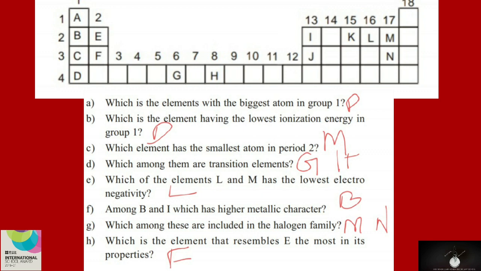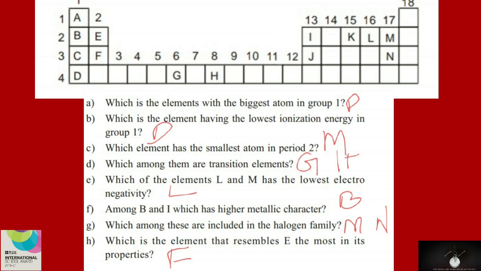Which is the biggest element here? Now we have to apply trends here. As we move down the group, atomic size increases. So the answer is D. D is the biggest atom in group 1. Which is the element having lowest ionization energy in group 1? Which one has the lowest ionization energy? Remember the trend of ionization energy. As we move down the group, ionization energy decreases. So D is the element which has the lowest ionization energy.